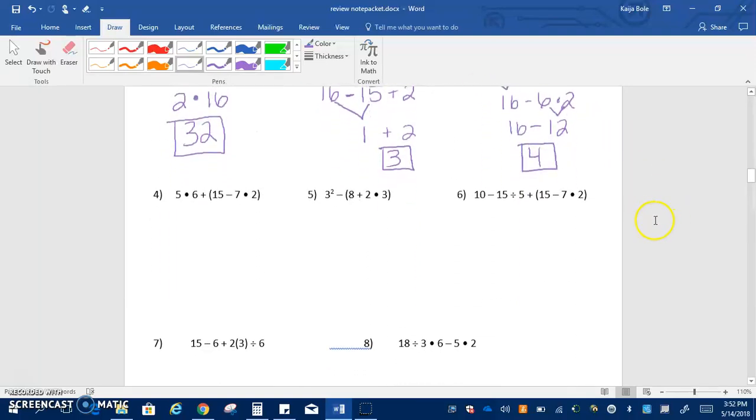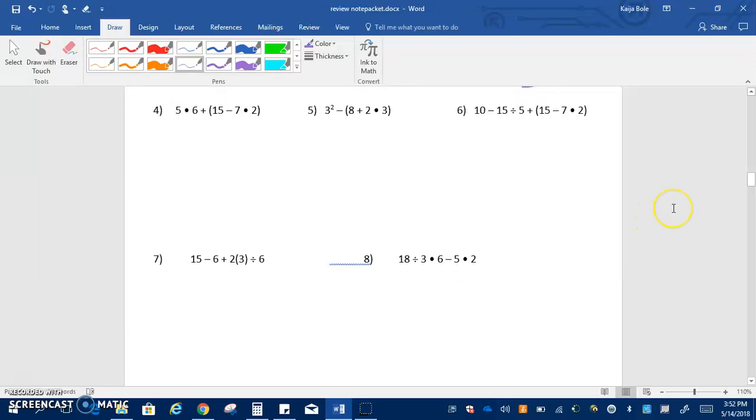Moving down the page here on number 4, let's see, I have parentheses first. So inside my parentheses I have subtraction and multiplication. I need to multiply first. So 7 times 2 is 14. Parentheses, and bring down everything else. 6, my times, and my 5. So now still have parentheses work to do.